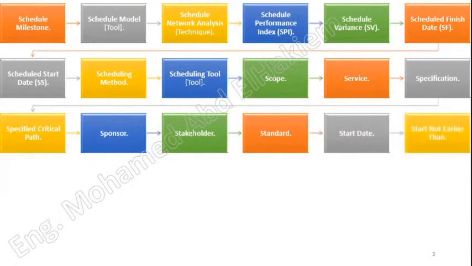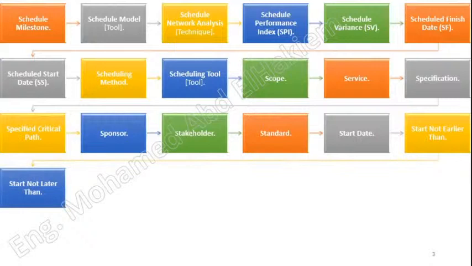Start not earlier than. A schedule constraint placed on the schedule activity that affects when a schedule activity can be scheduled and is usually in the form of a fixed imposed date. A start not earlier than constraint prevents the schedule activity from being scheduled to start earlier than the imposed date.